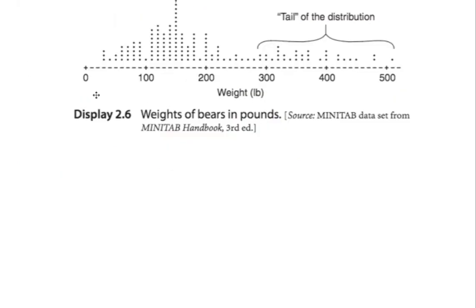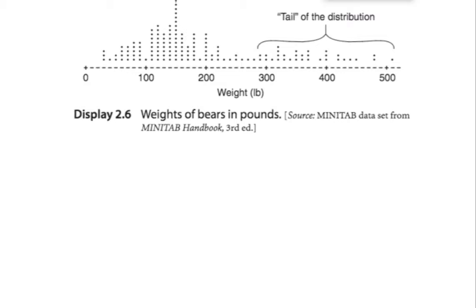Looking at this distribution, notice that we have a kind of skewed distribution. We have the majority of my data on the right-hand side and the tail going off to the left-hand side. So I'd say the weight of bears in pounds is skewed to the right, so skewed right.